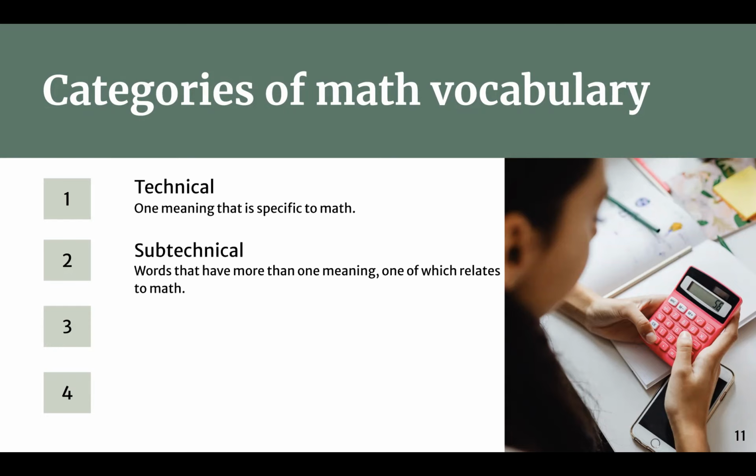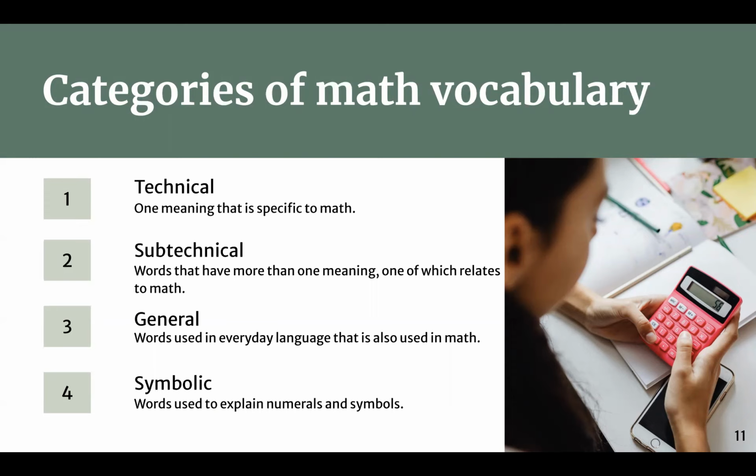The second category is sub-technical. These words have more than one meaning, one of which relates to math. For example, words like round and regroup are sub-technical words. The third category is general vocabulary, which consists of words used in everyday language that is also used in math. So words like more, longest, shortest, etc. Finally, the fourth category is symbolic vocabulary. These words are used to explain numbers and symbols. So for example, words like 0 or equal.